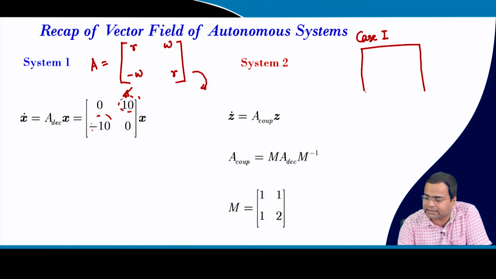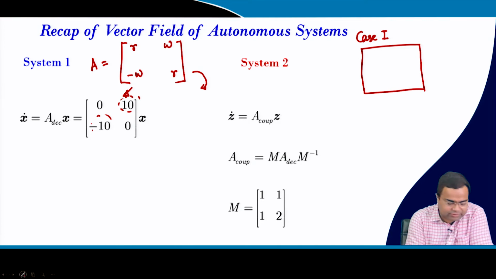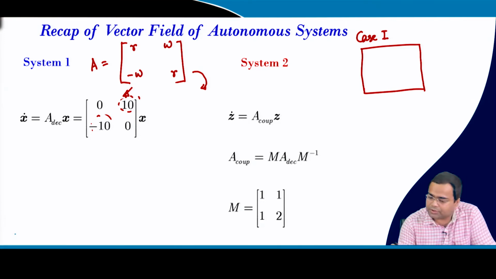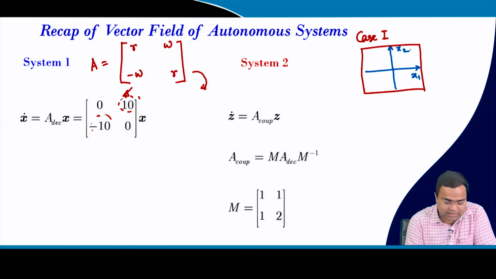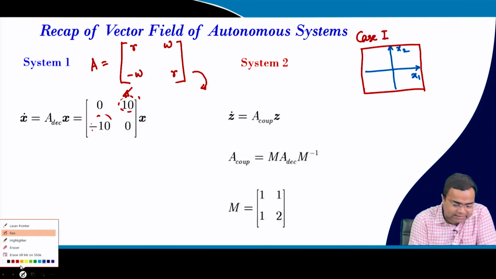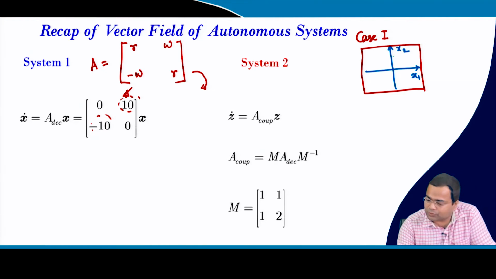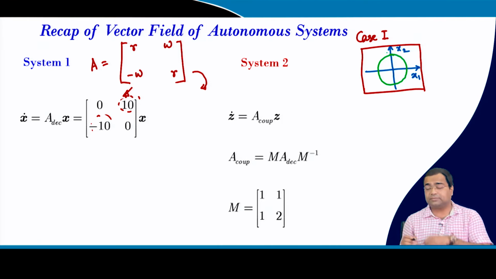So let us first draw the x1, x2 axes. This is our x1, this is x2, and what we have discussed is that for such a scenario we will get a circle like this. This is a circle, and if you start with this, the motion will be clockwise motion. That is the case here.